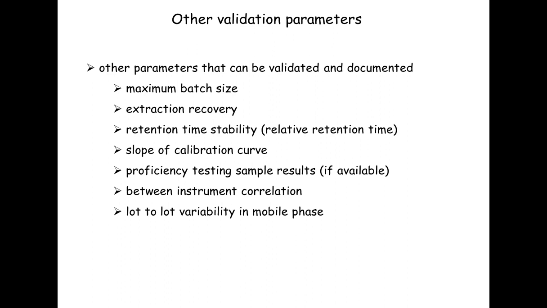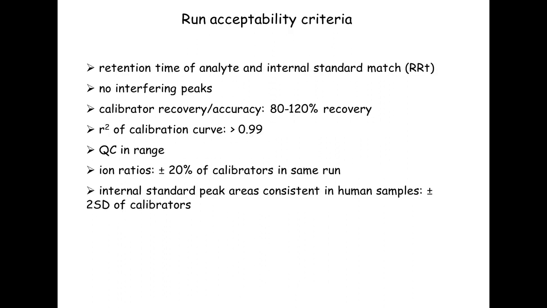If you're going to validate your method on 2 different instruments, then you have to do a between-instrument correlation as well as a full validation on both instruments. You can also document lot-to-lot variability in mobile phase, so you can make up different batches of mobile phase and have different people make them up and then test samples that have already been run. And then this way you can come up with criteria for acceptability once you actually go live with your method. There's probably other parameters that I'm forgetting, but this is a good list.